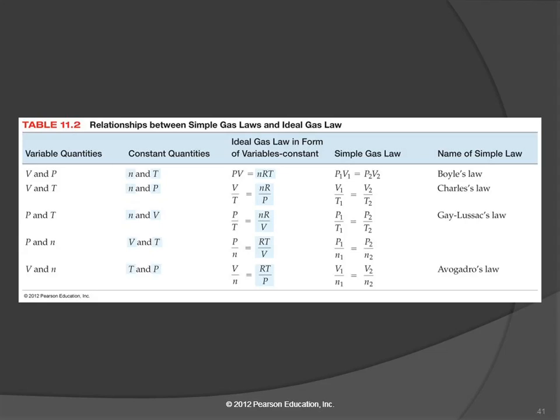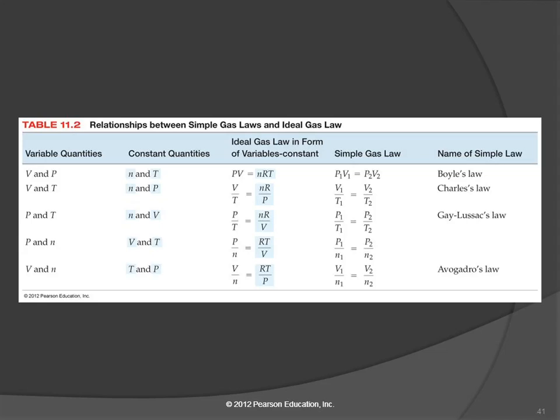So this is a table that shows the relationships between the different variables and the different gas laws. I'm just going to show you how we came up with those units for R. Oh, and by the way, there's another law that's named Gay-Lussac's law, and that relates pressure and temperature. We didn't specifically look at that, but it's there.